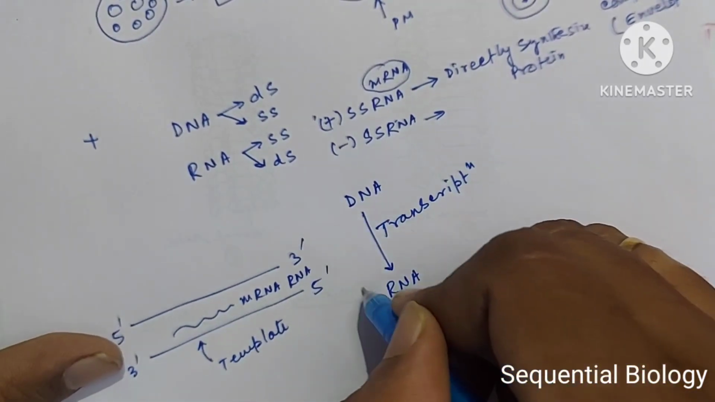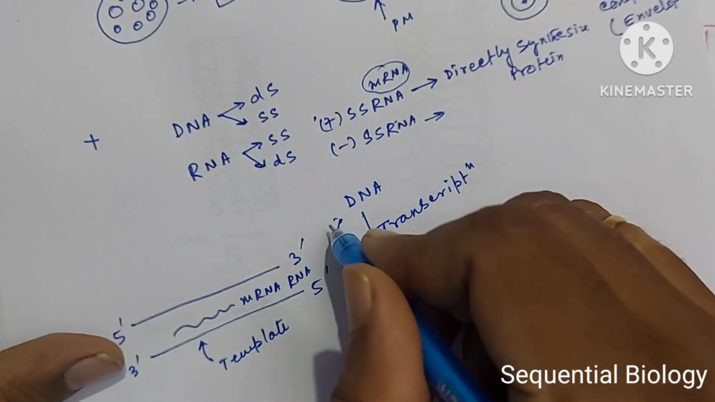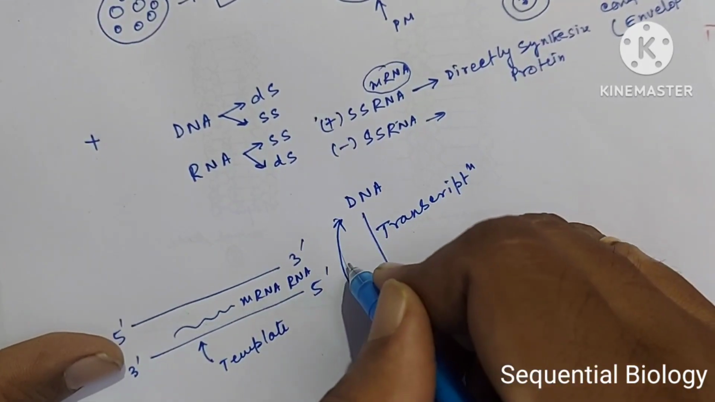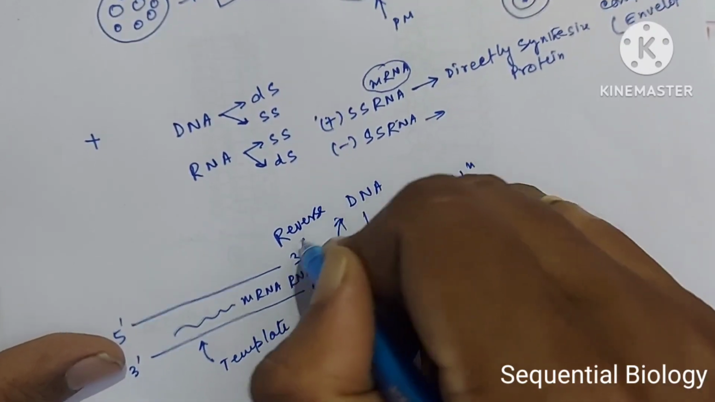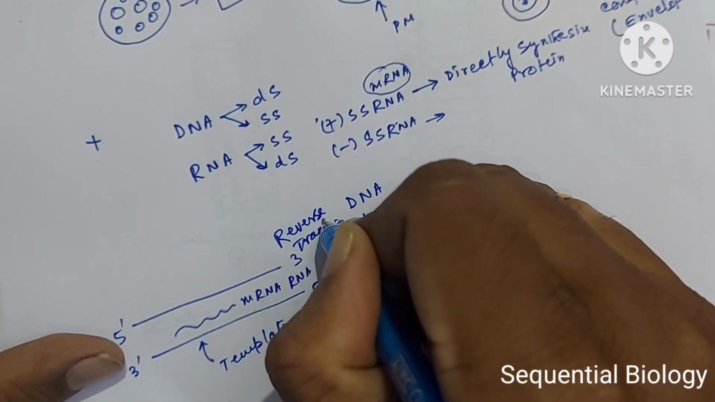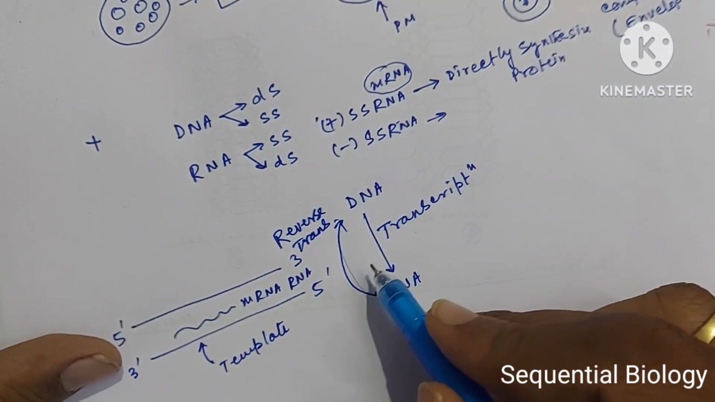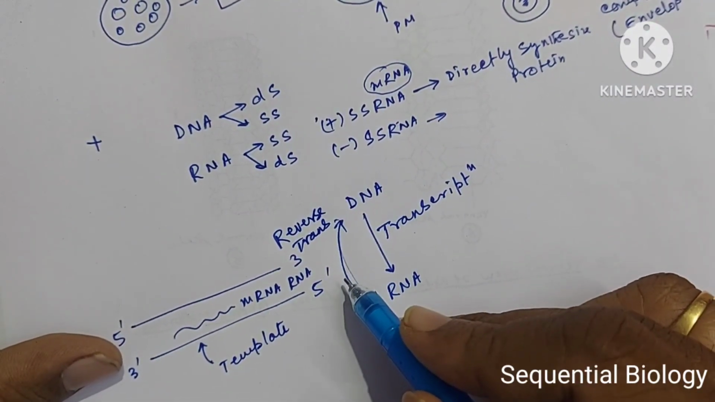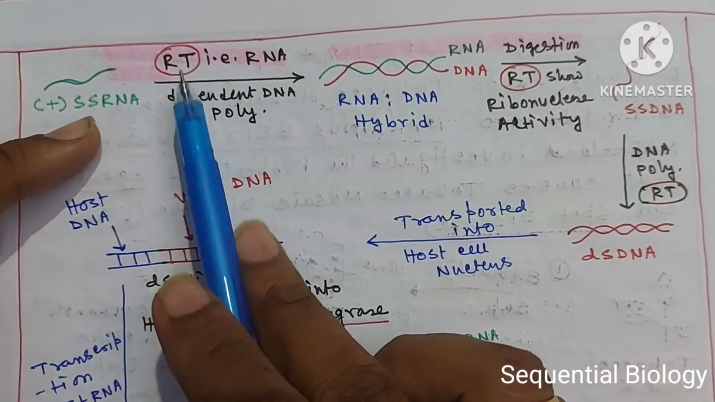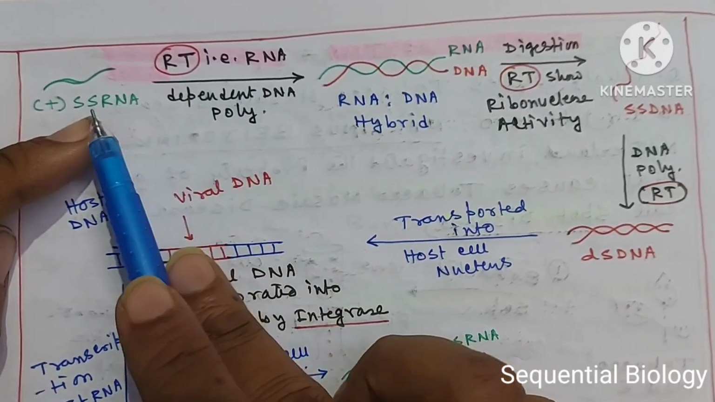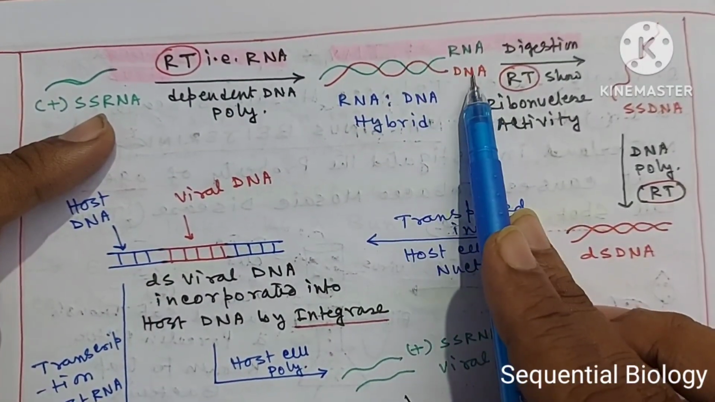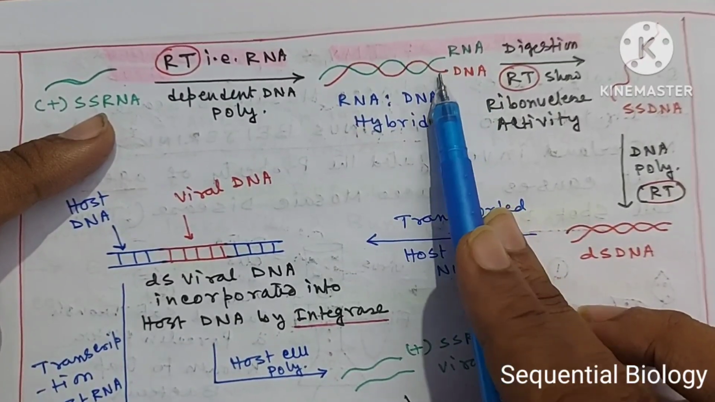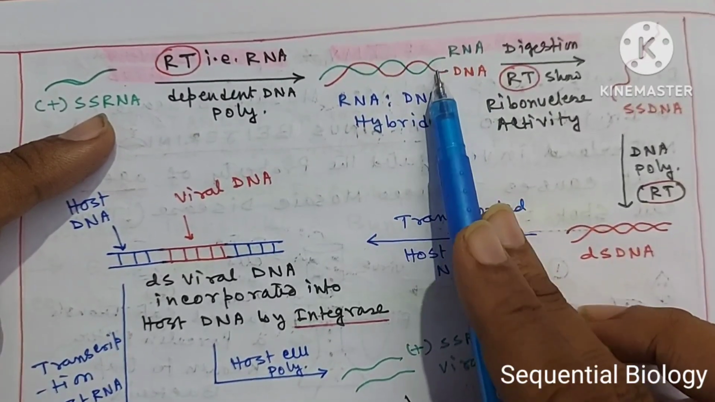But the synthesis of DNA from RNA is called reverse transcription. Reverse transcription occurs by a special type of enzyme known as reverse transcriptase. From the plus ssRNA, with the help of the reverse transcriptase enzyme, a single strand of DNA is synthesized, and this DNA strand must be complementary to this RNA.